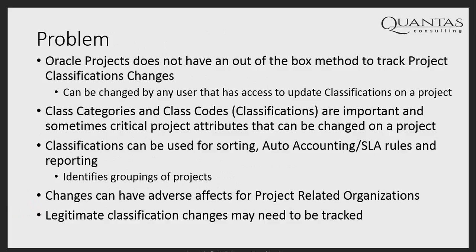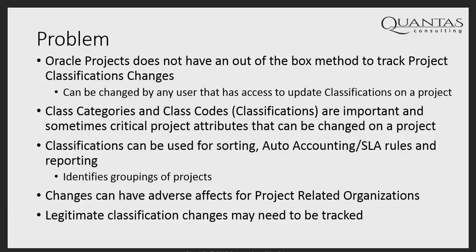The class categories and class codes, which is the classifications, are many times critical pieces of information, characteristics and attributes on a project. They're used for auto accounting and SLA rules, reporting, sorting, identification of the projects. So any changes can have adverse effects on project-related organizations. For instance, if somebody's driving auto accounting off of the class code and that class code is changed, the segment driven by that class code, of course, will change.